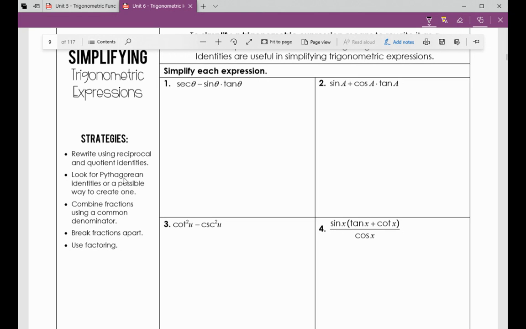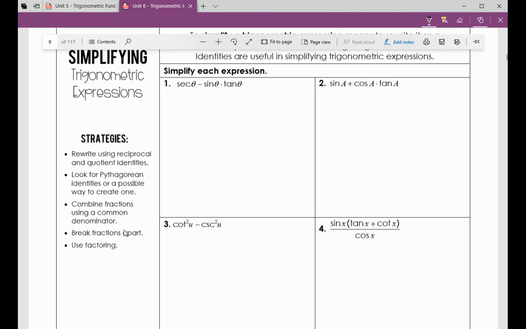Okay? Look for Pythagorean identities. The catch with the Pythagorean identities is you have to have squared quantities. A squared plus B squared equals C squared. Nowhere does the Pythagorean identity say A plus B equals C. It's A squared plus B squared equals C squared. So if you are using the Pythagorean identities, your values have to be squared. Combine fractions by using a common denominator. That's how you've always added fractions, found a common denominator.